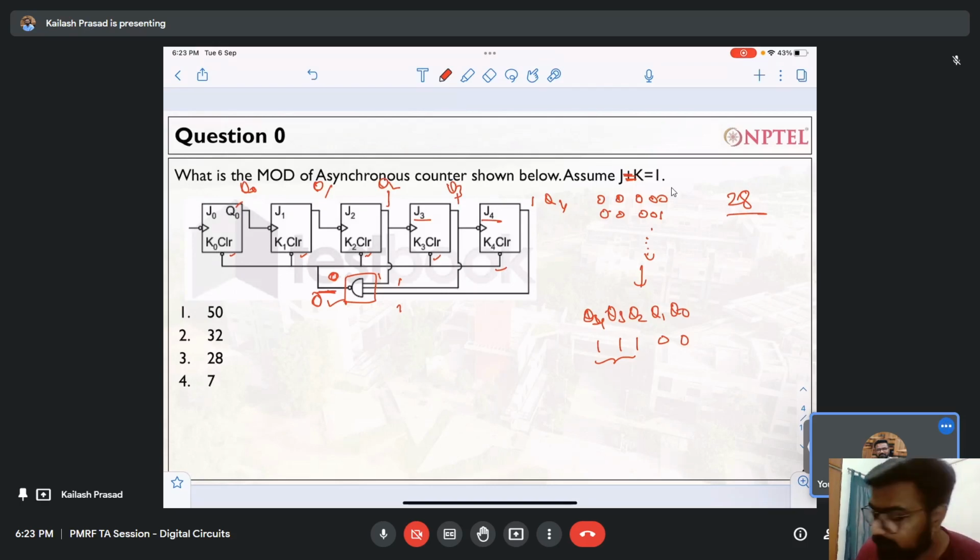Now you see what this number is. This is 16 plus 8, 24, plus 4, 28. So it means after the 28th cycle, the counter will reset itself to 0, and it will just keep on counting from 0 to 28, 0 to 28, 0 to 28. So the mode of this asynchronous counter is 28. Everybody understood this question?